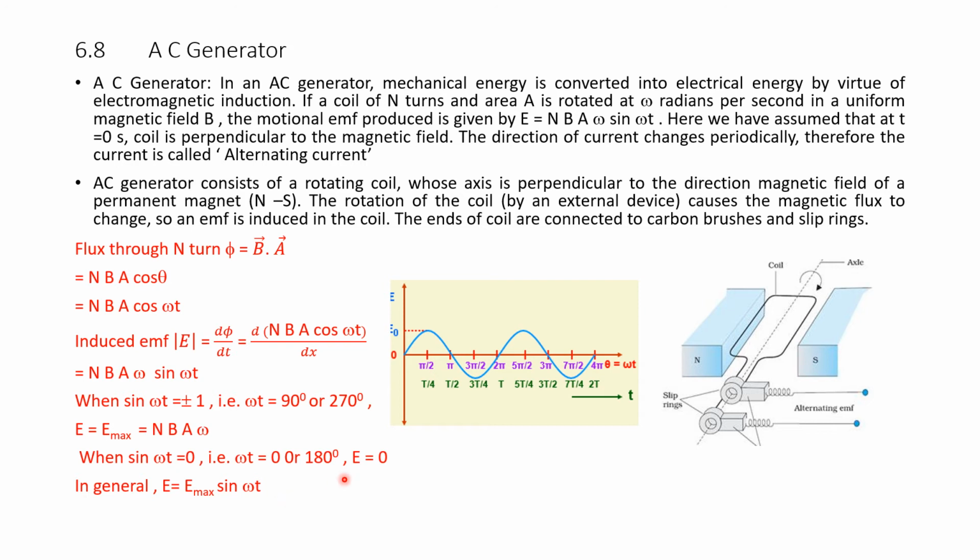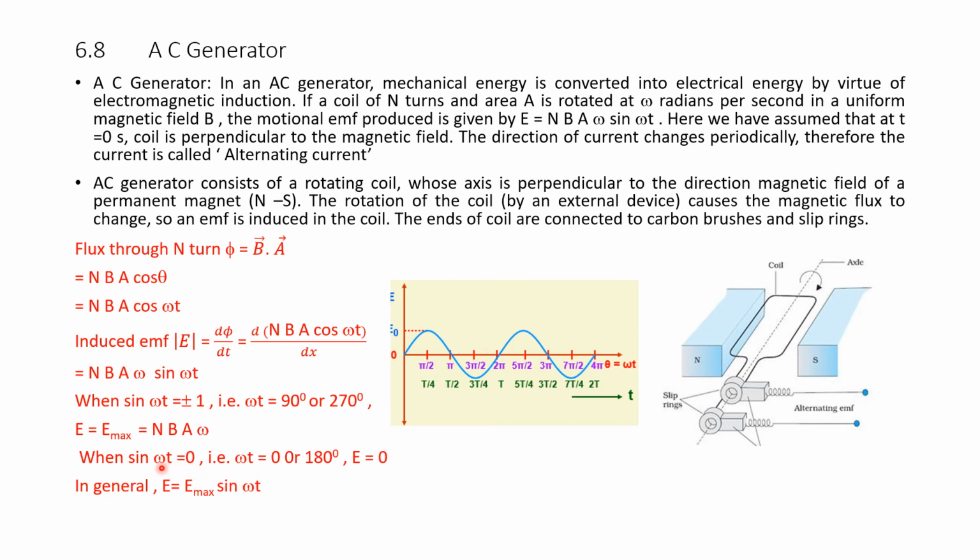Hence, the relationship between time and the current is graphically represented on the right hand side. Here, the current I is varying with respect to time. It is 0 when t is equal to 0 and maximum at 90 degrees. Then again it falls down, and at 180 degrees it becomes 0.